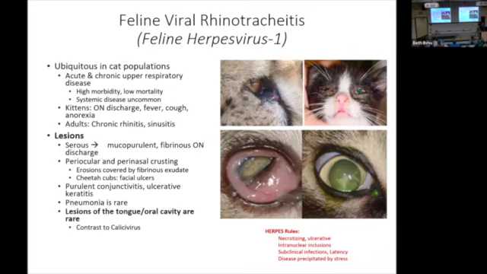And then differentiating this from calicivirus, lesions of the tongue and oral cavity are rare with herpes. They are common with calici. Ocular lesions and ulceration, herpes, not calici. So eye versus mouth.